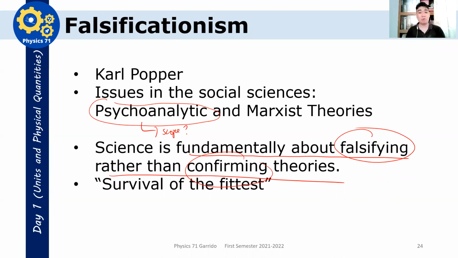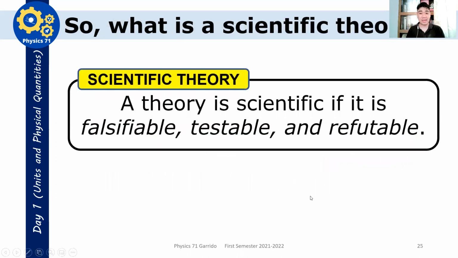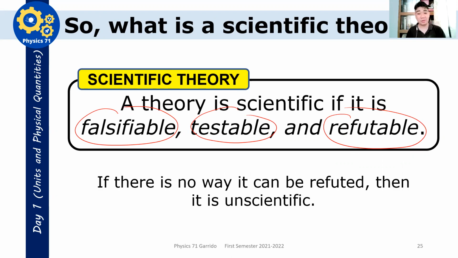Hence, we have the so-called survival of the fittest in these theories. Only those theories that can survive different tests are the ones that are strong, the ones that are truly scientific. Okay? And hence, a scientific theory is the one that is falsifiable. It means may capability na magkamali. Testable, it means that you can test it using different approaches. And refutable, pwedeng ma-refute. Okay? If there is no way that this theory can be refuted, it's then unscientific. Okay? O sige. Medyo controversial to.